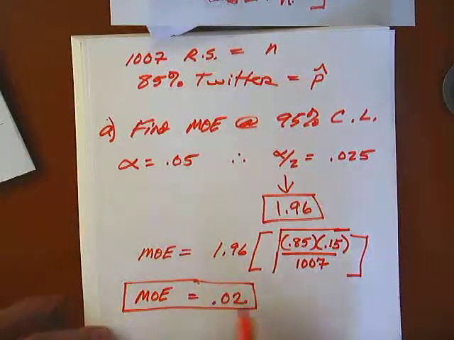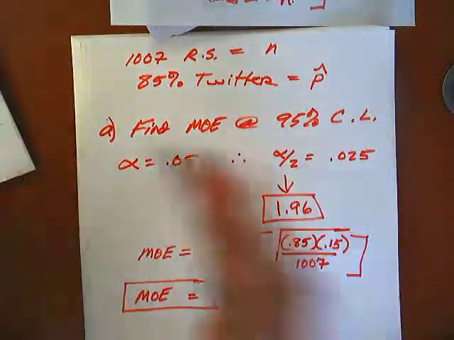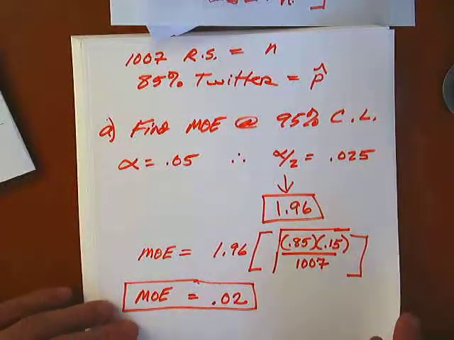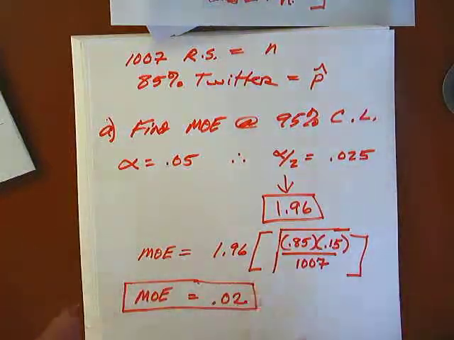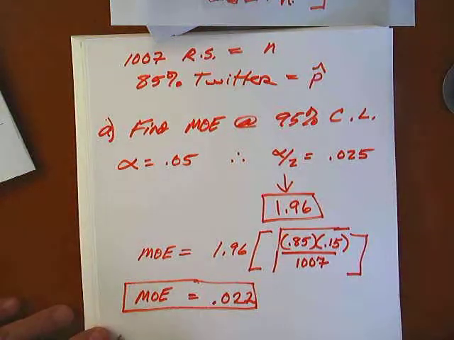And you crank all that out on your handy dandy calculator, and you should get a number of 0.022, or 0.02. I'm going to just say 0.02 for our problem. So your margin of error is equal to 0.02. Now this is going to be a plus or minus of your 0.85.